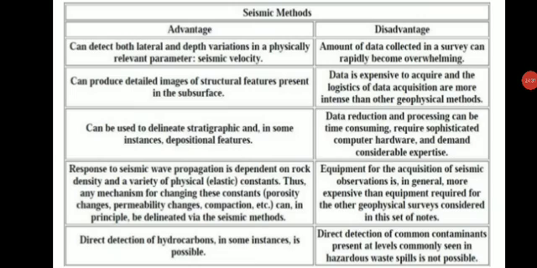So there are a few advantages and disadvantages of this method. Advantages we'll discuss first. This can detect both the lateral and depth-wise variation in physical parameters like seismic velocity. That is one advantage. It will measure both lateral and depth-wise variations.